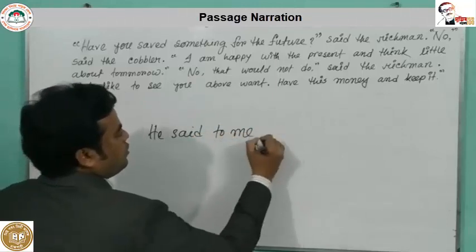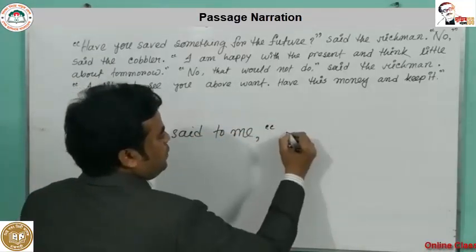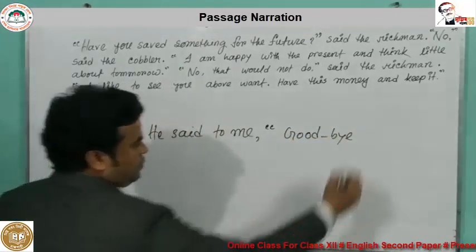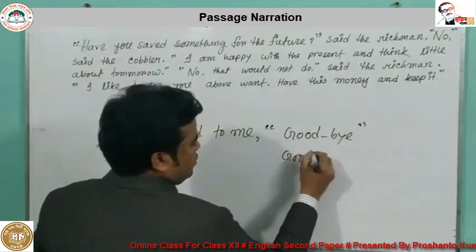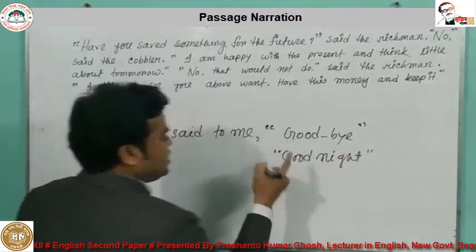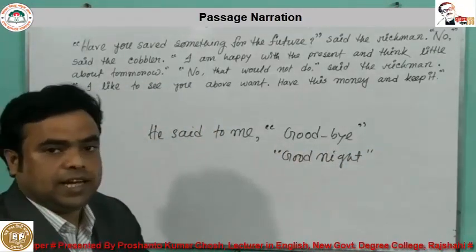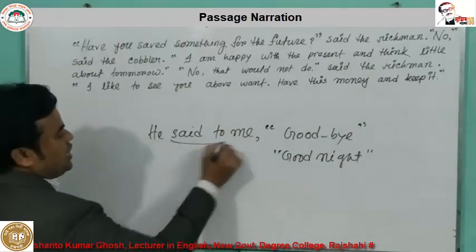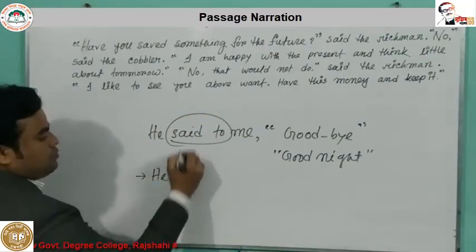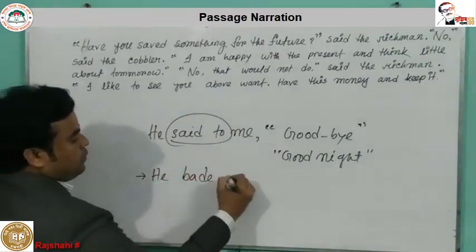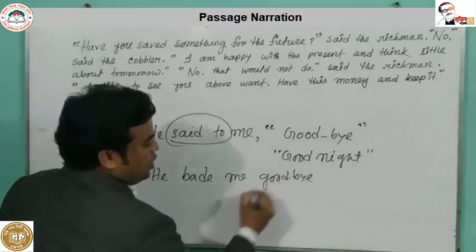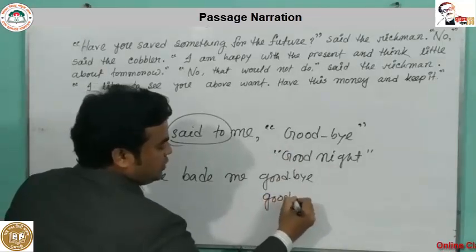The next rule is, you will see on the board, he said to me, inverted comma, goodbye or good night. In this case, if there is a use of goodbye or good night in the reported speech, you have to use, instead of this reporting verb, in indirect form, he bade me goodbye, or good night.